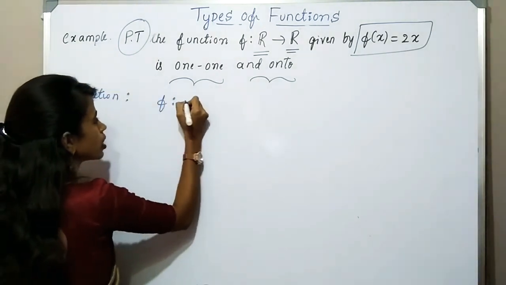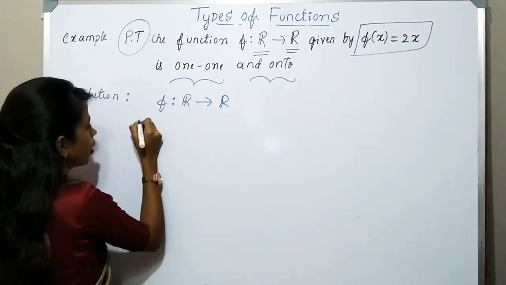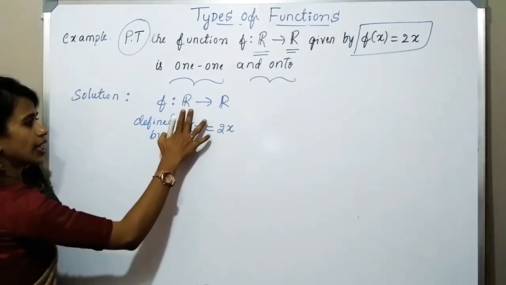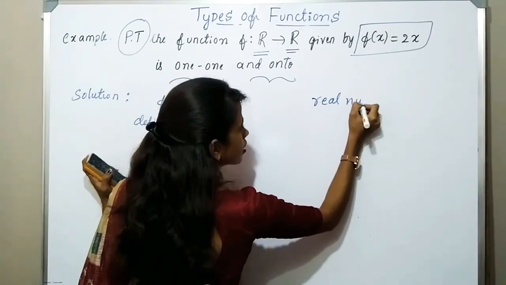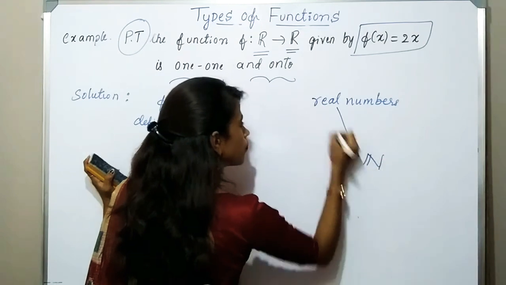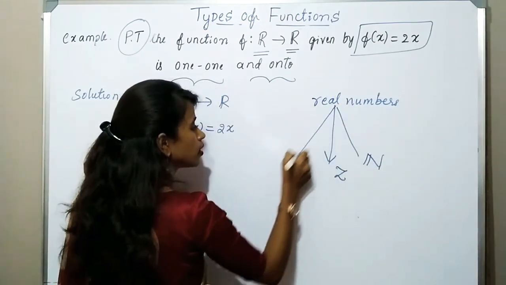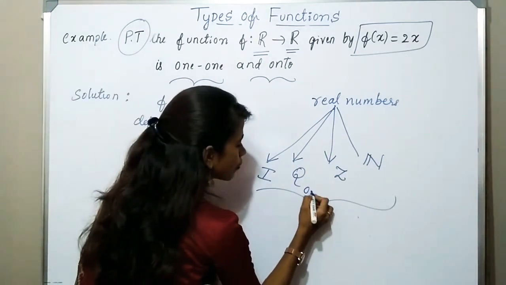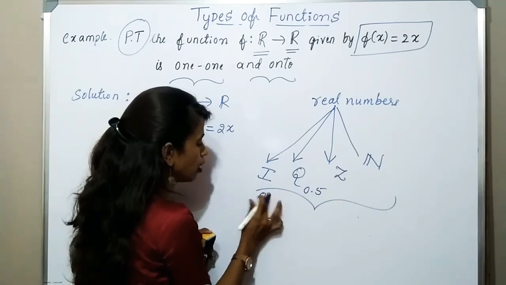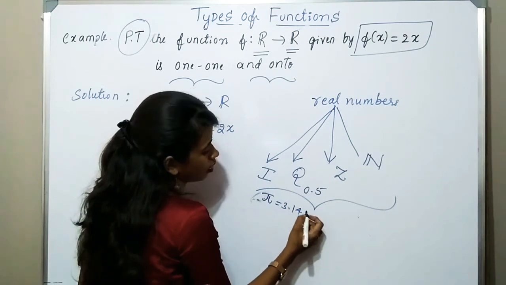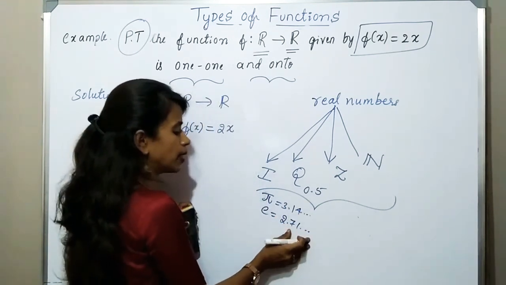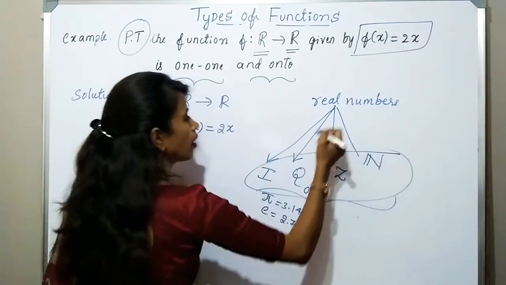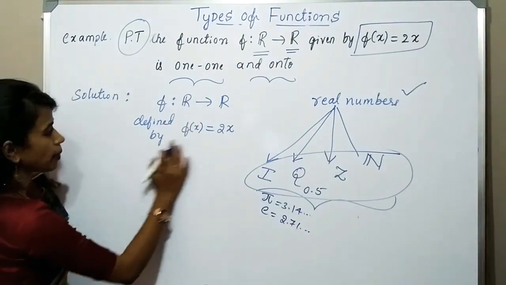So what is the function here? The function is a mapping from the set of all real numbers to real numbers defined by f of x is equal to 2x. Real numbers means what? It includes natural numbers, whole numbers, integers, and also rationals and irrationals. Rational means, if I take 0.5, terminating; irrational means non-terminating, like pi, which is 3.14 and so on, and e, which is 2.71 and so on. Terminating numbers are 0.5, 0.25. So these all are real numbers, defined by f of x is equal to 2x.